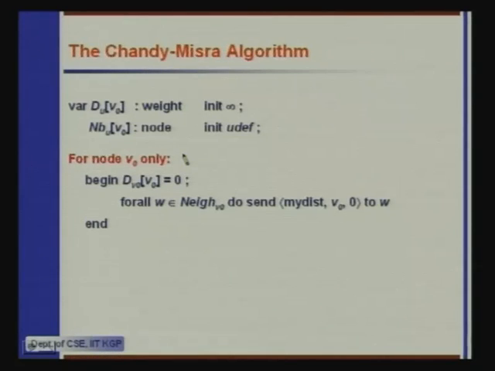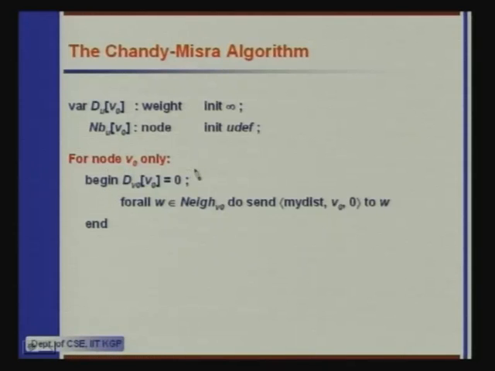So, this is a very simple algorithm, but it achieves the same purpose. Let us see how it works. What we are doing here is for node u. What does node u have? Its data structure contains d_u(v0), which is an array of weights, and nb_u(v0), which is a node. Okay. So, we will explain this shortly.